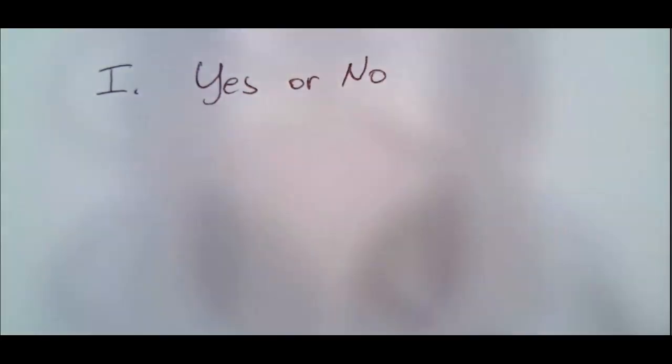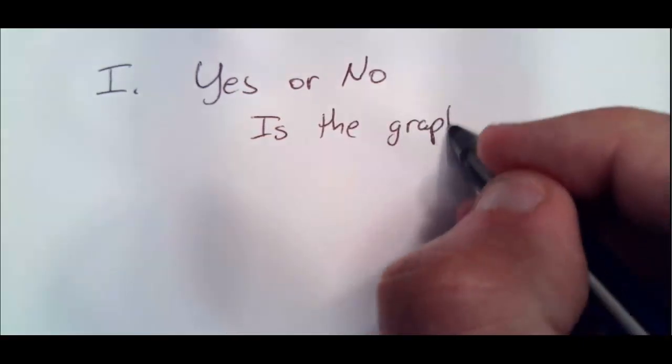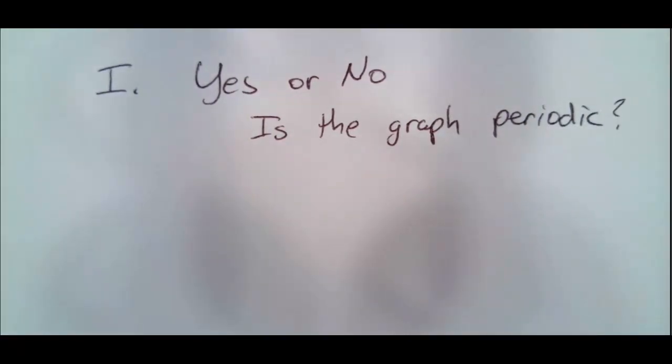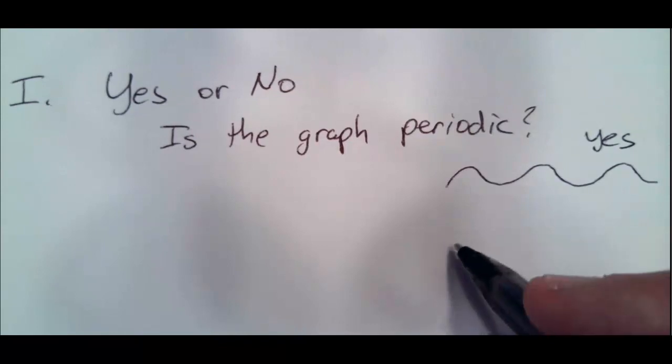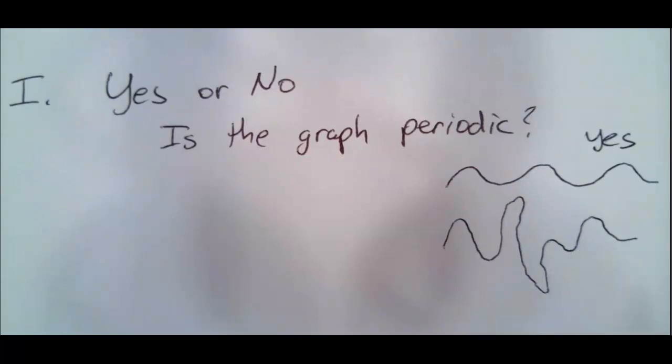Section 1 is going to be a yes or no question, and all you have to do is state: is the graph periodic? If you remember, periodic means when you have the sine and cosine waves together, it forms another wave. So that would be a yes. However, if our wave does something erratic, or it's a parabola, or a straight line, then our answer is no. These are not periodic graphs.